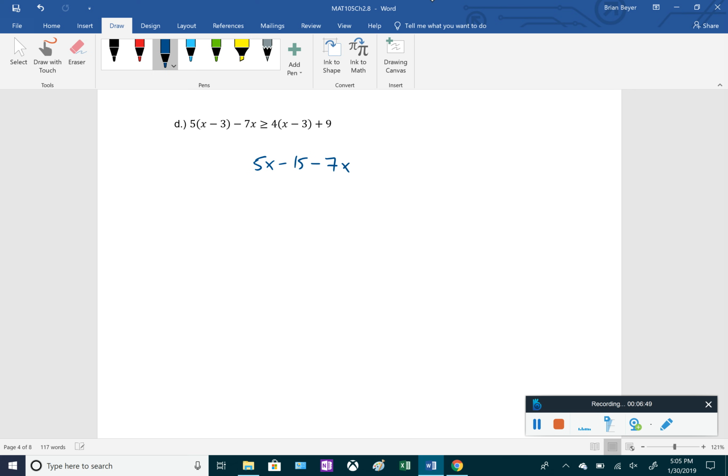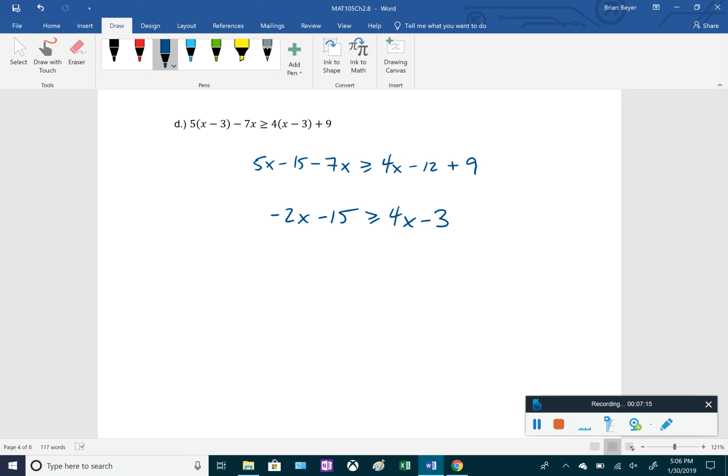And then minus that 7x greater than or equal to, we have to distribute the 4 on the right, 4x minus 12 plus the 9. We have to combine like terms on both sides separately, or independently, now. So 5x minus 7x is going to be negative 2x. And negative 12 plus 9 is negative 3.